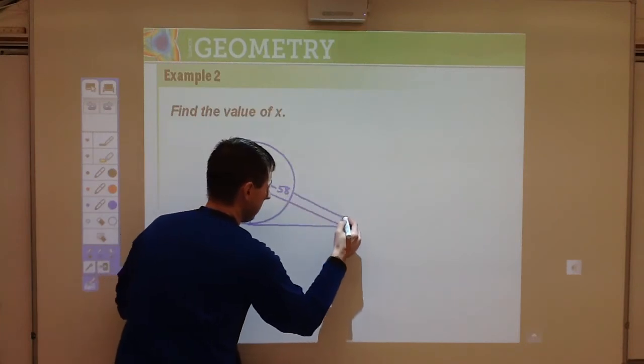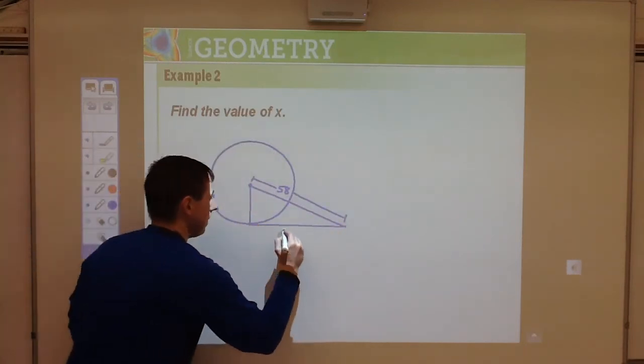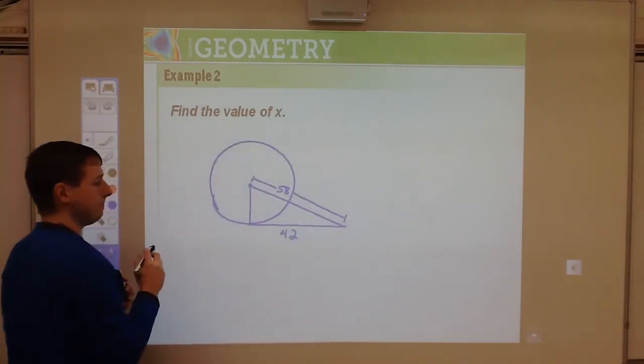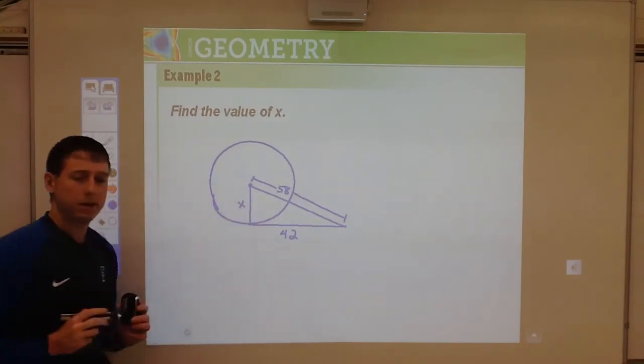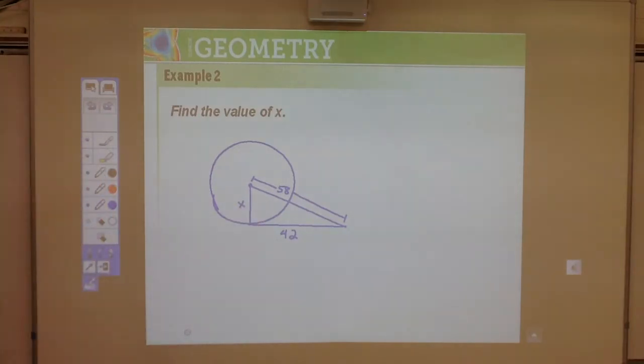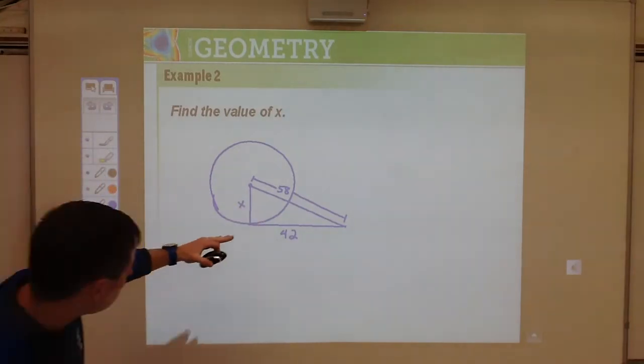There to there, that whole distance. And then 42 down there. And the next over there. Okay, so we got our tangent line here.